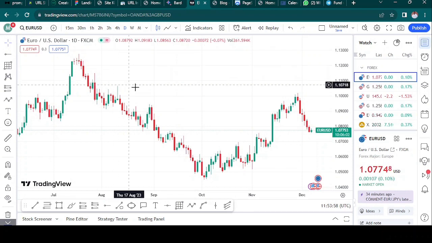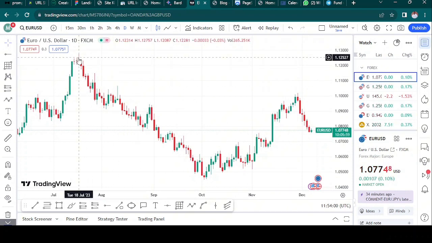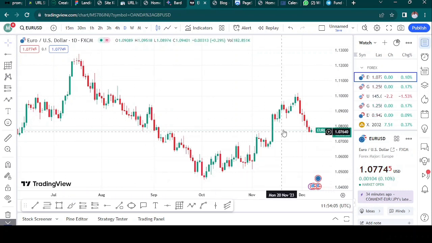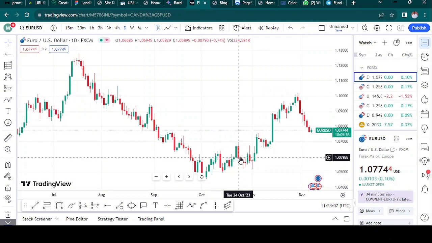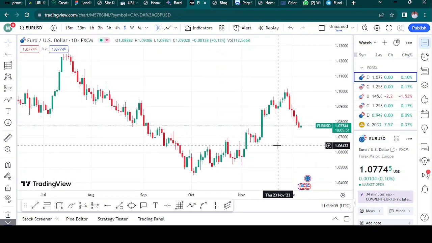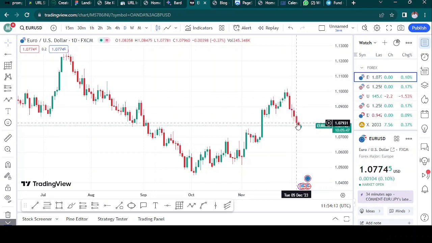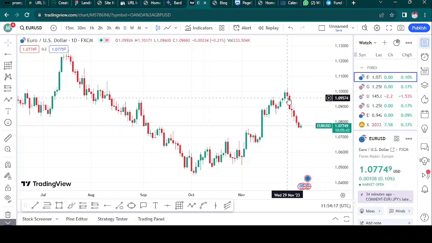This is EURUSD. On the daily time frame we can see we have this downtrend, then we have a retracement or a pullback. Now we have a continuation. This is making a continuation to the downside, so it's a sell. All right, it's a sell. We can spot out this sell.